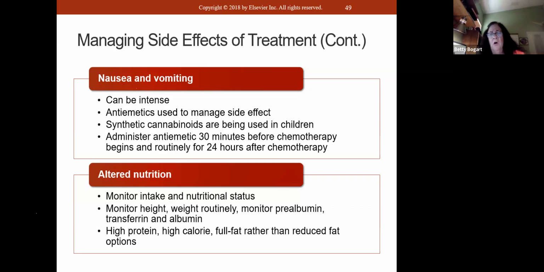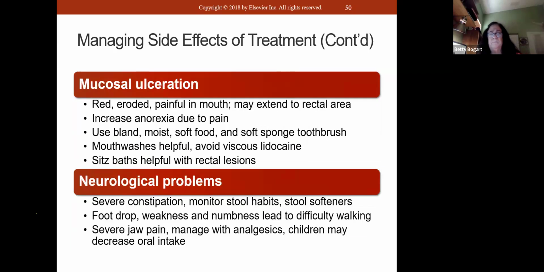So again, know that we do need some good nutrition on these children. So how do we get the best nutrition? We'll give them a little bit of everything: high protein, high calorie, high fat. Give them whatever they want. The biggest bang for the buck, I call it. If you want to give them something, give them stuff with the most protein, calorie, and fat.